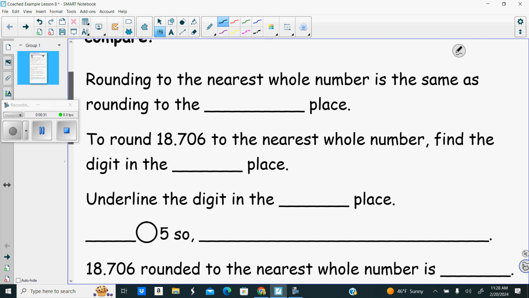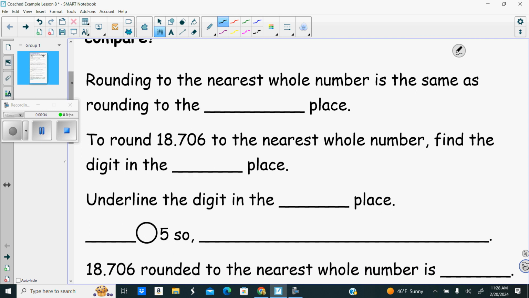First, when we round to the nearest whole number, it is the same as rounding to the ones place. Whole number is the ones place. To round 18 and 706 thousandths to the nearest whole number, you have to find the digit in the ones place, which is this 8. 8 is in the ones place. Find the place that you're trying to round to. Then you're going to underline the digit in the place value to the right. So to the right of the ones place, we're looking at the tenths place.